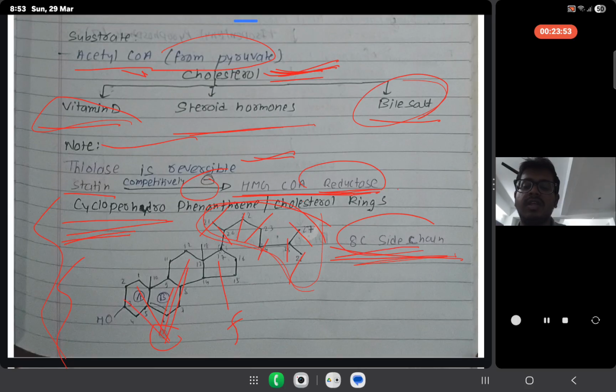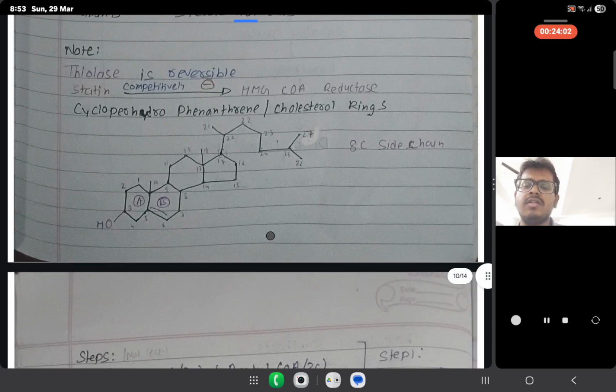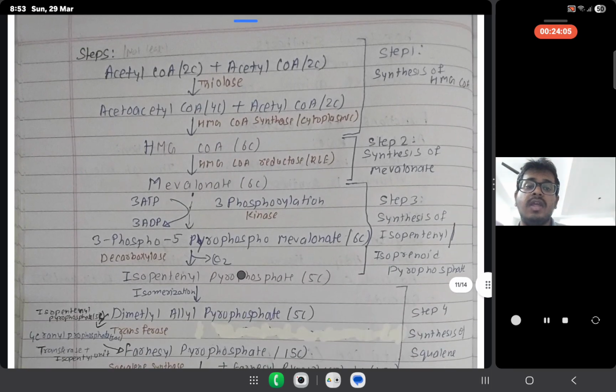This has three 6-member rings and one 5-member ring. So you can see the hydroxyl at the third position. You have to understand which structure this is.